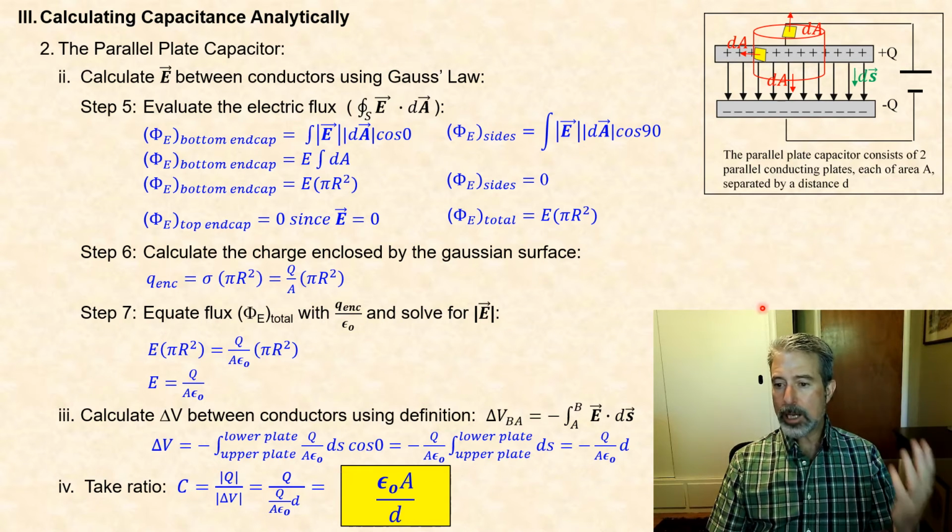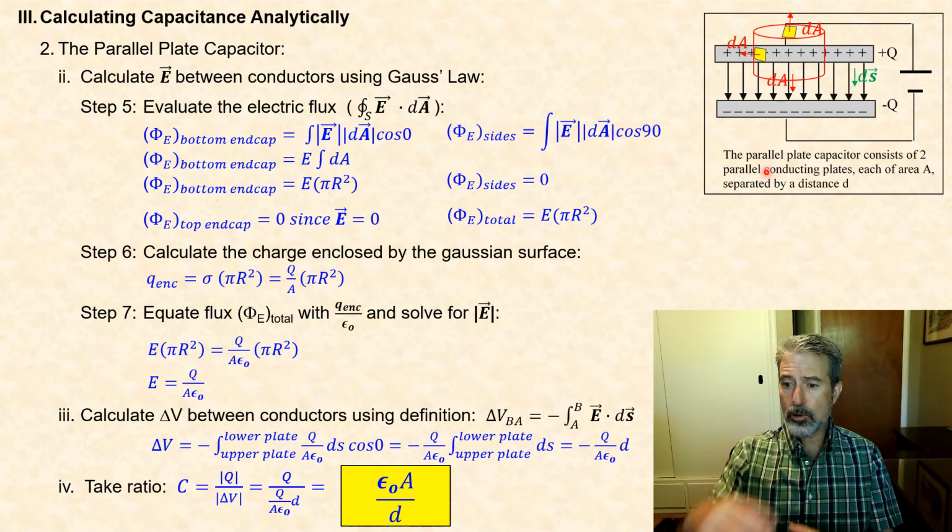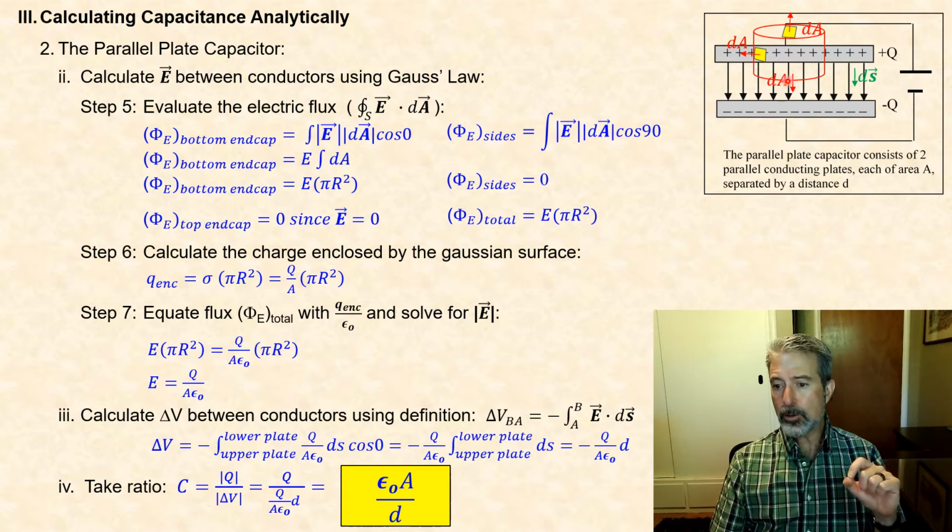Does that make sense? Well, as we'll find out, as these conductors get further apart, the field, and therefore the electric potential energy stored in between those plates, is going to decrease. So again, both A and D tell us something about the arrangement, the geometry of our capacitor, and therefore its ability to store charge and electric potential energy.